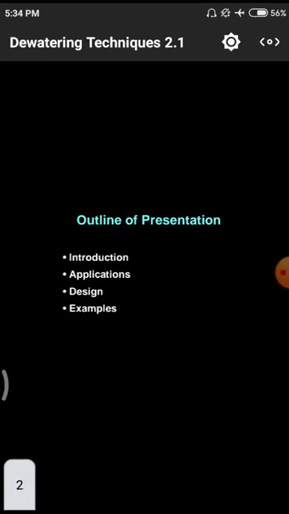First of all, what is the outline of the presentation? In the dewatering technique, we have an introduction about these dewatering techniques. Next one, applications: in which fields this dewatering technique is useful. That means in which areas, not related to particular places, but to which type of soils and which regions these dewatering techniques are mainly useful. Regions means we have different regions according to plateaus and other things. All those come under these regions.